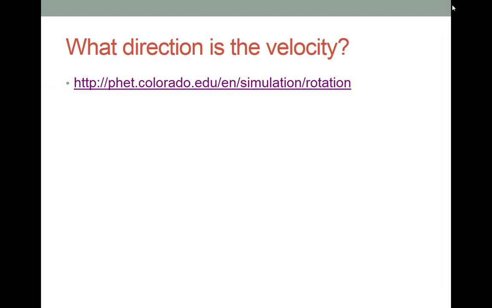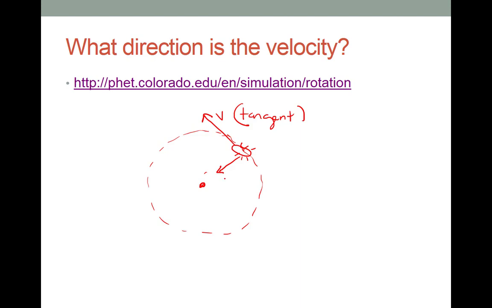Okay, so now going back to PowerPoint. What direction is the velocity? If I have an object moving in a circle, where that dot is the center of the circle, we'll make it a bug because that's what we were just looking at. His velocity will be tangent to the circle at any point on the circle. His acceleration will point towards the center, and because the net force and the acceleration point in the same direction, the net force will point in that direction as well.